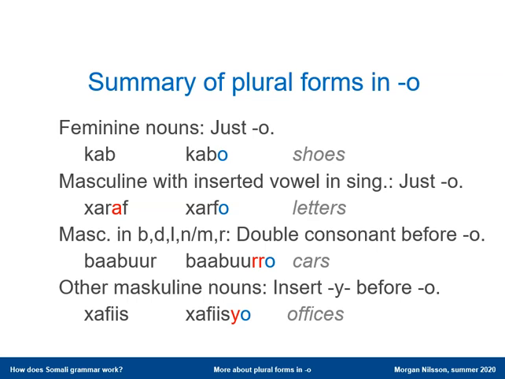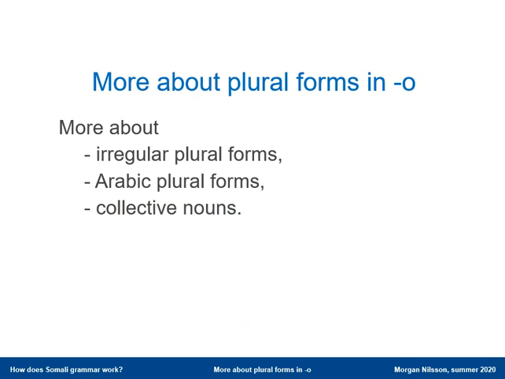Then we have a large group of nouns that end in one of the consonants that will be doubled in the plural, like babur, baburo. And then we have the rest of the consonants that will be followed by a consonant y before the plural ending o, like hafiz, hafizyo, for example.